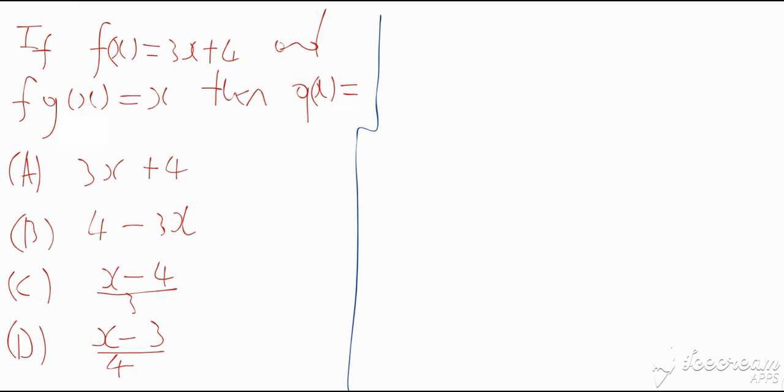Alright, here's the next question. If f of x is equal to 3x plus 4 and f of g of x is equal to x, then g of x is equal to what? Now, how do I go about finding this? There's a critical property that we need to remember about a function and its inverse. The inverse of any function is a reflection in the line y equals x. So it means that when I put g of x inside of f and the answer is equal to x, this tells me that g of x is equal to the inverse of f of x.